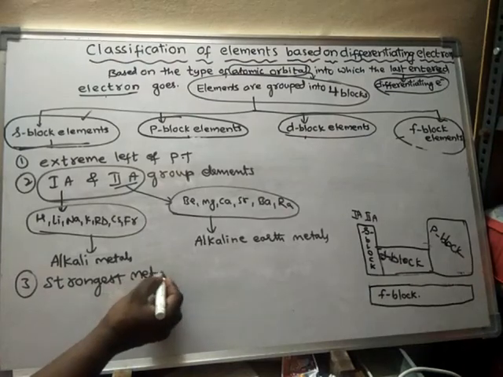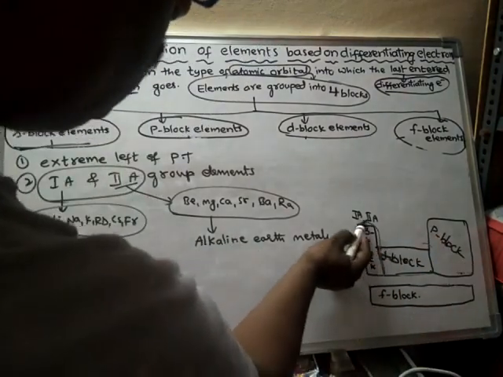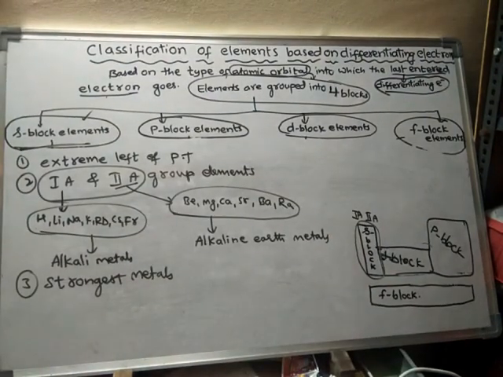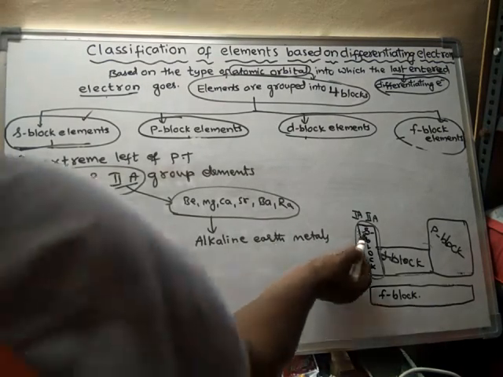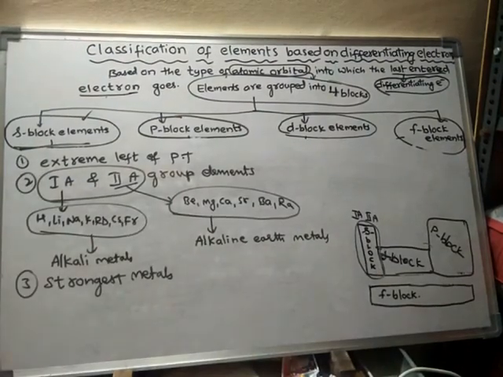Strongest metals. Out of the different elements, these are the strongest metals. Where are the strongest metals placed in the periodic table? We have to say S block elements. In the S block the strongest metals are placed.